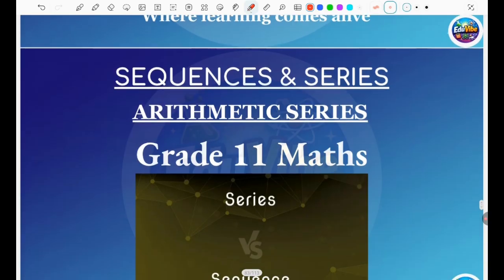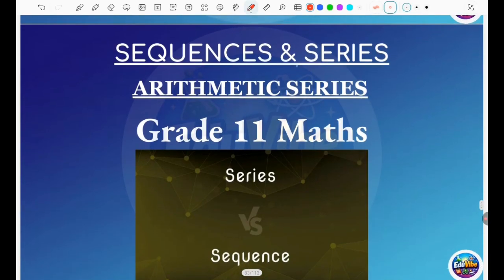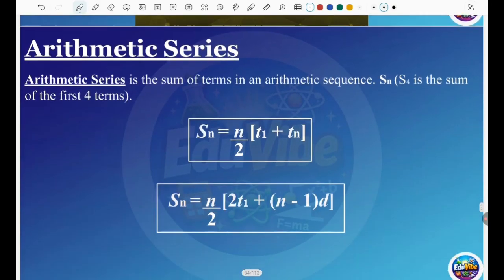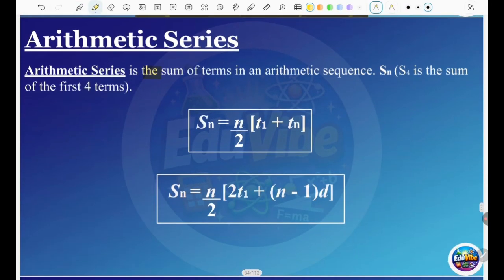In today's lesson, we are moving to the next topic of sequences and series, which is the arithmetic series. In the previous lesson, we covered arithmetic sequences, the general term Tn, the common difference, and T1. In this lesson, we move on to series, which is different from a sequence. A series involves the sum of the nth terms. So an arithmetic series is the sum of the terms in an arithmetic sequence.